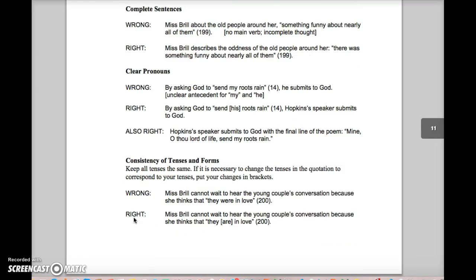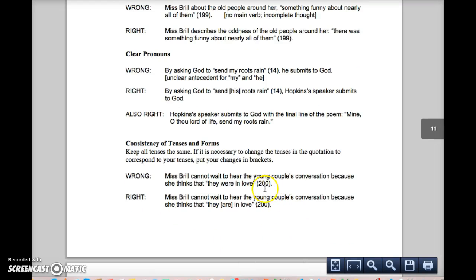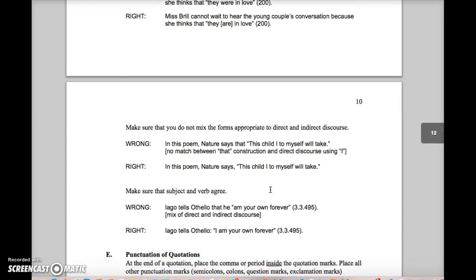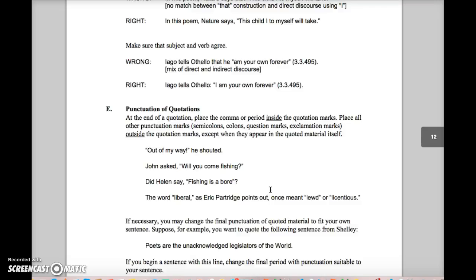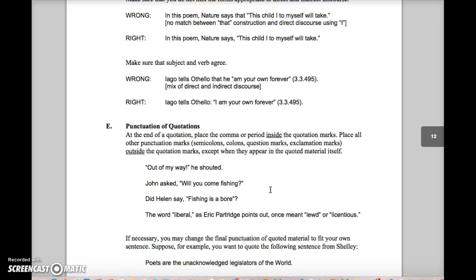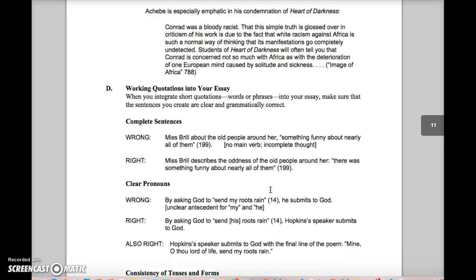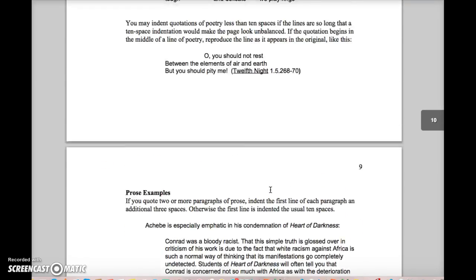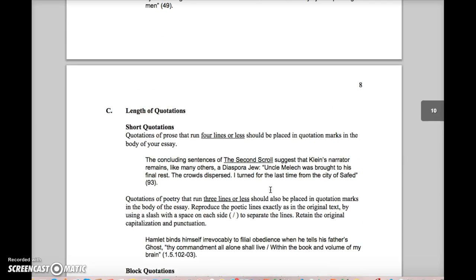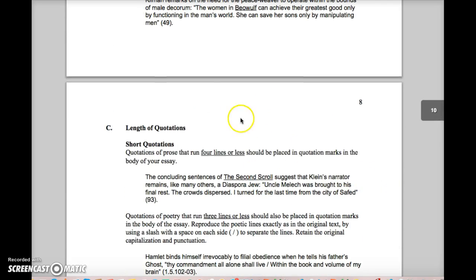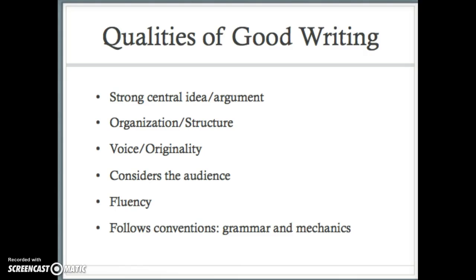So for MLA style, you would include the page number. For your very first citation, you should include the author's name. So it should indicate who the original author is. So other than that, I'll talk about quotations in a little bit more detail, but let's move on for now.